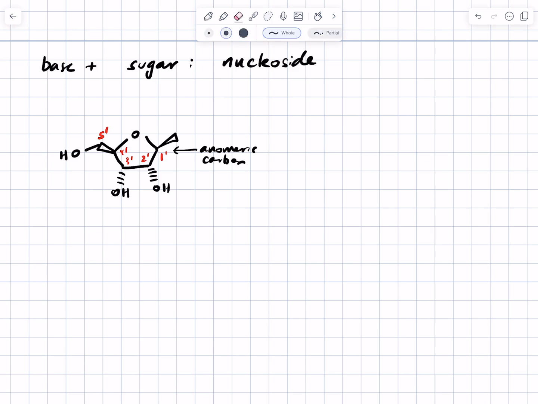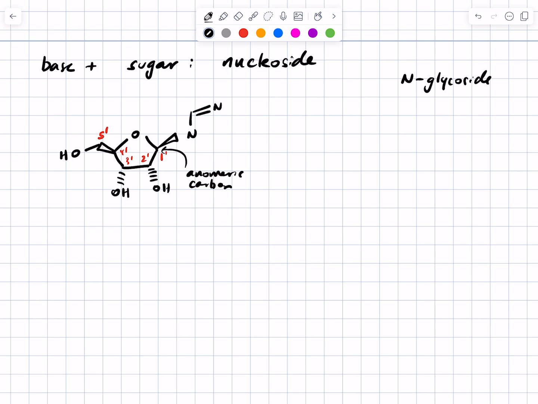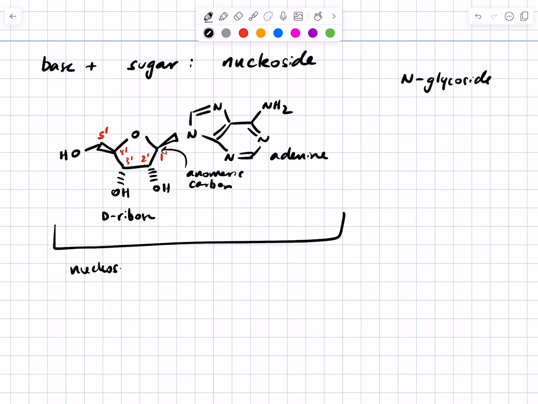And this is the carbon that's attached to the nitrogen of the base. The linkage between the nitrogen of the base and the anomeric carbon is sometimes called an N-glycoside, meaning it's an acetal with an NR instead of an OR attached to the anomeric carbon. All right, so we'll just do A, which has just the exocyclic amino group. So if you have the D-ribose attached to adenine, together the nucleoside name is adenosine.